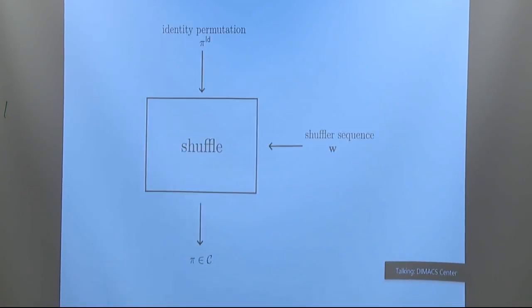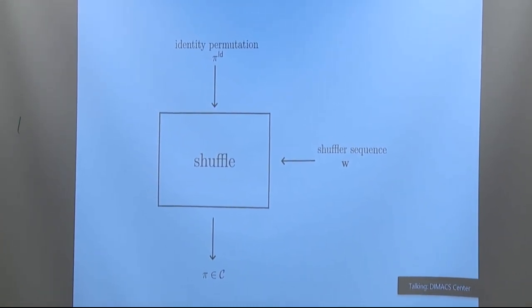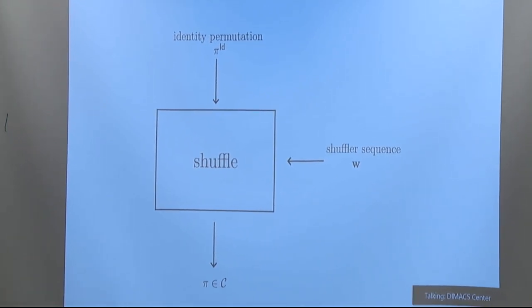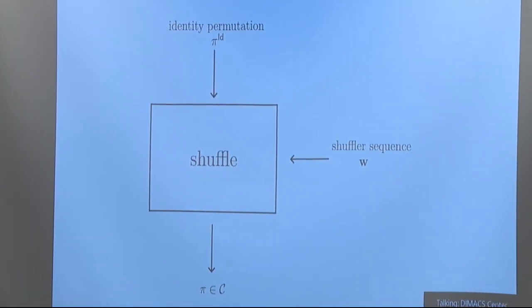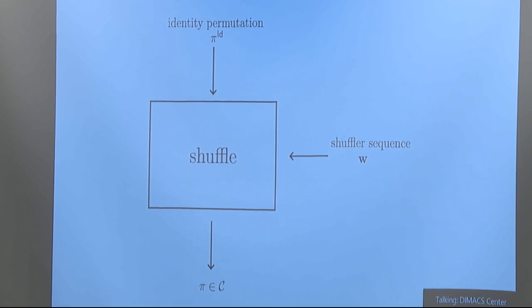So on a high level, our construction is as follows. You have this shuffling procedure. You start with the identity permutation, and you shuffle it to get a new permutation, and that is going to be one of our code words. And this shuffle box takes in another thing called a shuffler sequence, and this shuffler sequence tells us how to shuffle the identity permutation. So you get one code word for each shuffler sequence. So what are these shuffler sequences? Where do they come from?